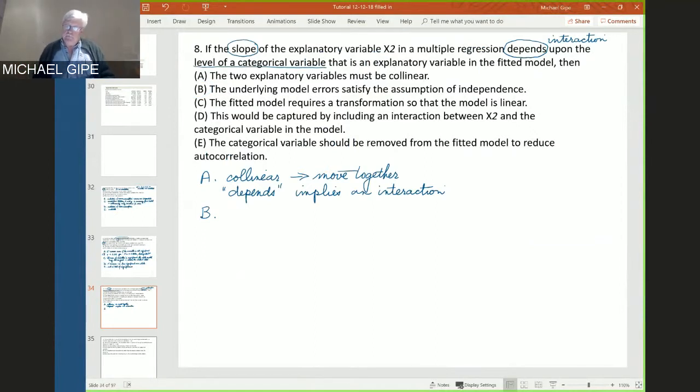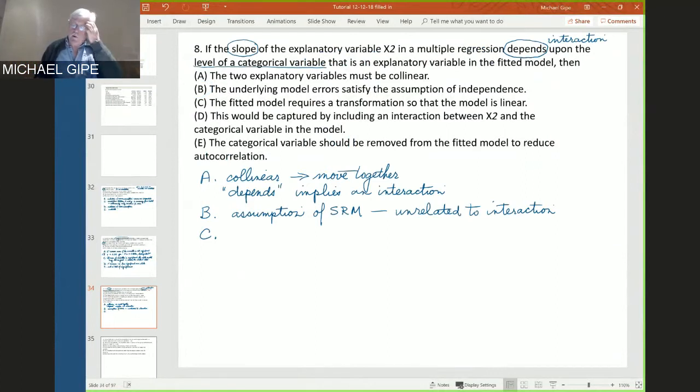How about B? The underlying model errors satisfy the assumption of independence. That's one of the assumptions of a simple model, but unfortunately it's unrelated to interaction between variables. Different topic.